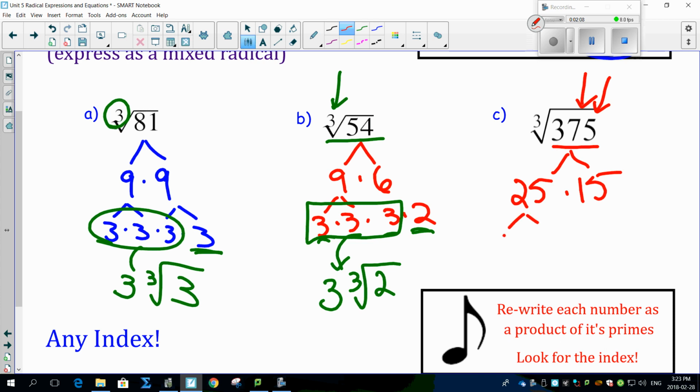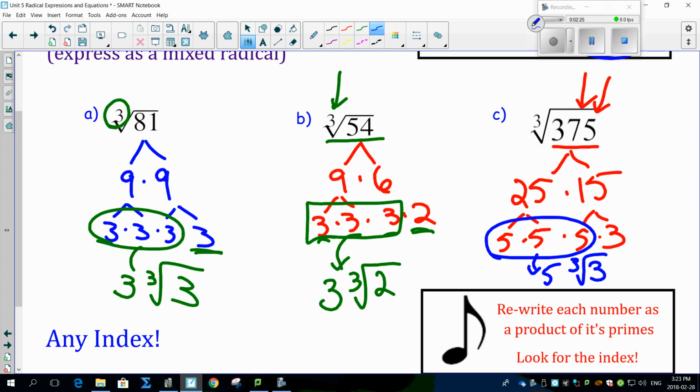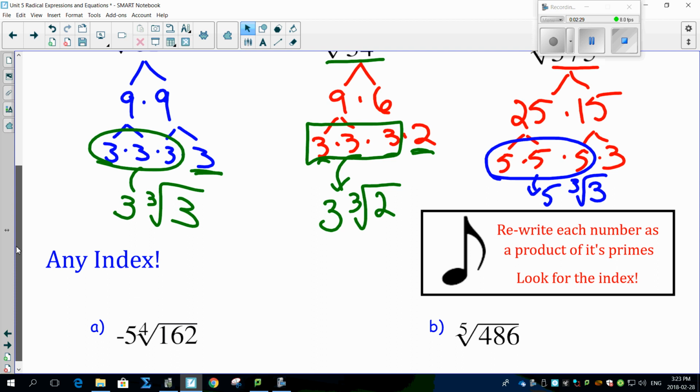So this is 5 times 5. This is 5 times 3. Do you see the triple yet? I do. There's the three 5s. Pull that one 5 out as a representative of those three 5s, and then this is cube root of 3. And that's how you do those. It's really, really cool, and it works for any index you want.